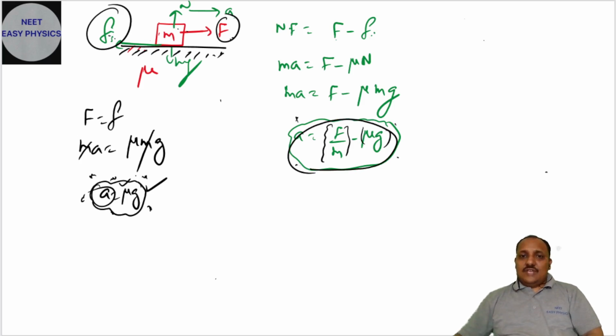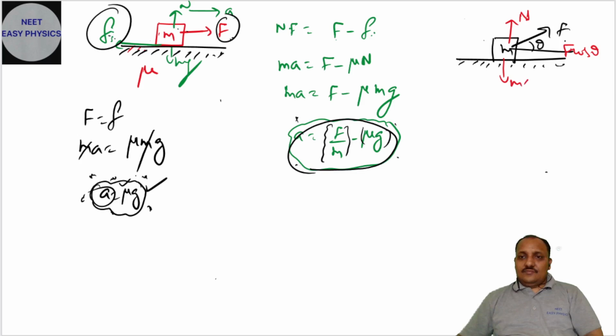Isn't it? Now, if they ask the same question like this: M is the mass, and you applied force F, not to the right side, but making an angle theta, let us assume. Already we discussed the right side case. If it is making an angle theta, then this is going to be F cos theta. Of course, there is normal reaction and mg. Along with F cos theta, there is also F sin theta. Now, how much is the frictional force? f is equal to mu N.